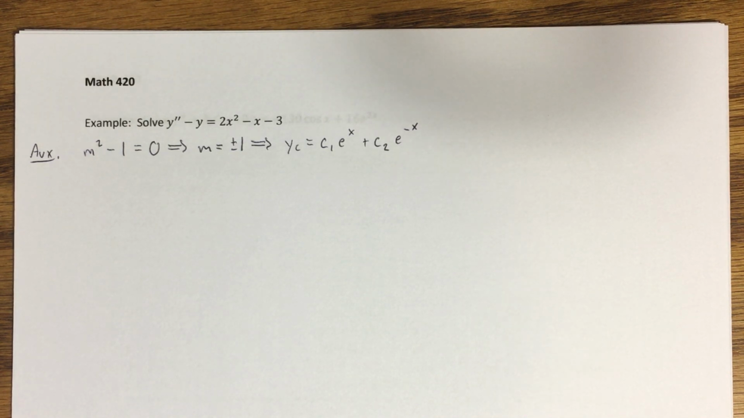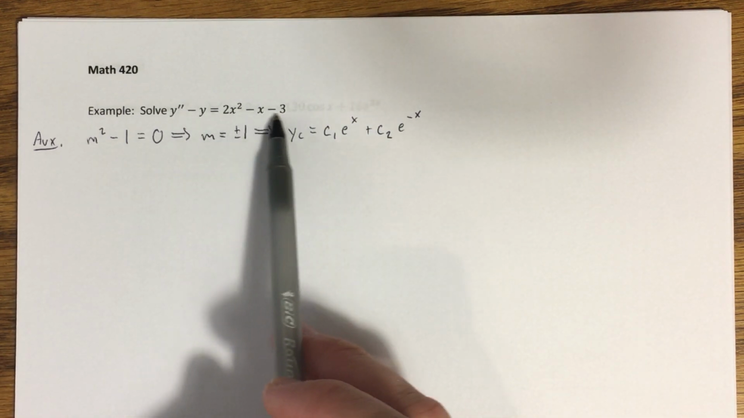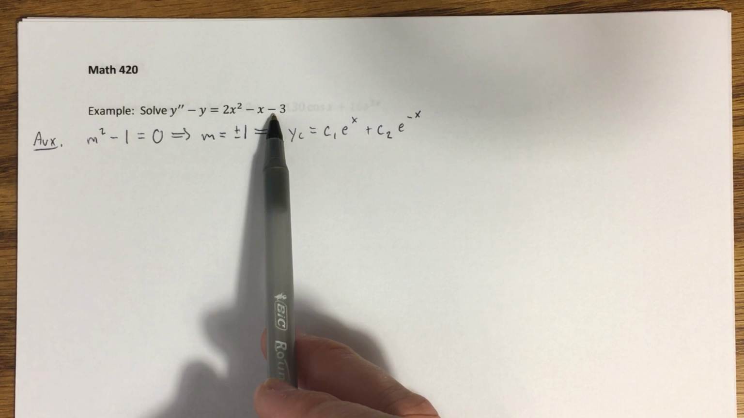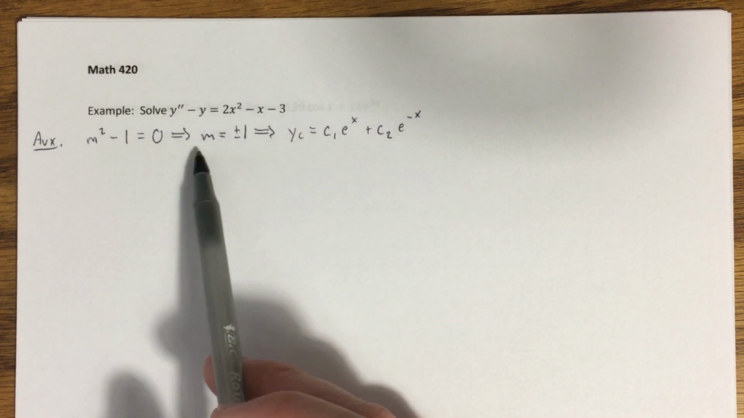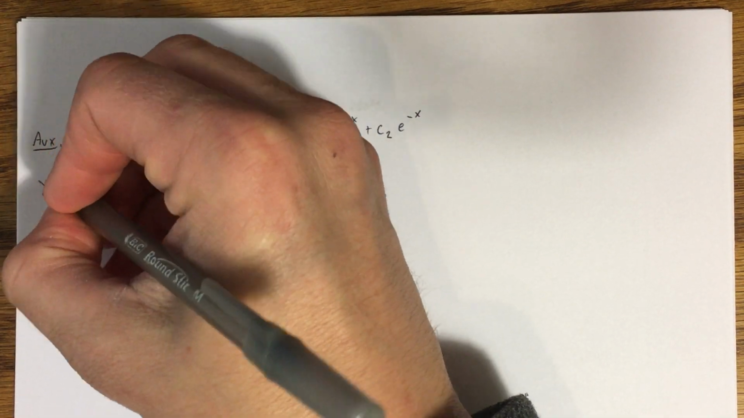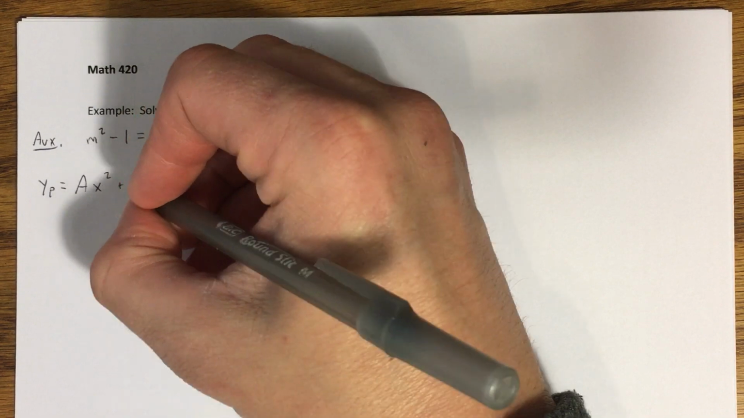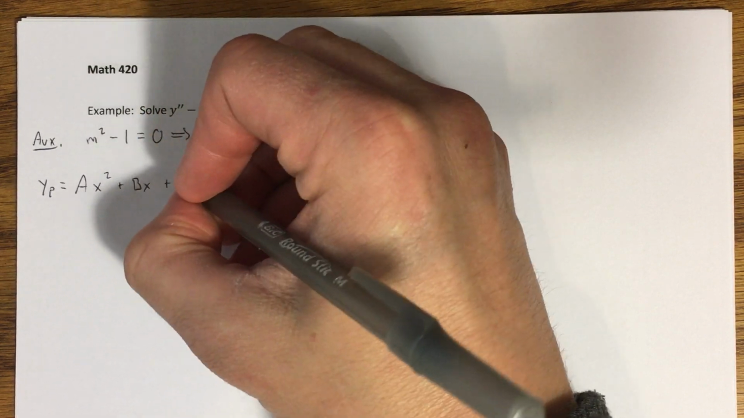Now we try undetermined coefficients. So, like the general example I looked at on the previous page, we are also dealing with a quadratic here. So I am going to make a guess as to the form of my particular solution. My guess is that yp is equal to some general quadratic, ax squared plus bx plus c.